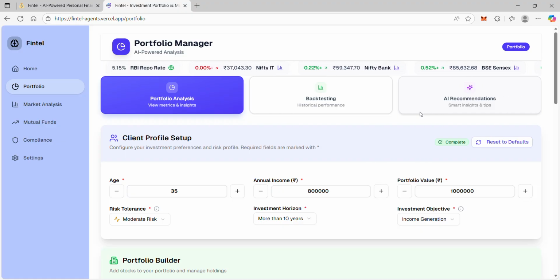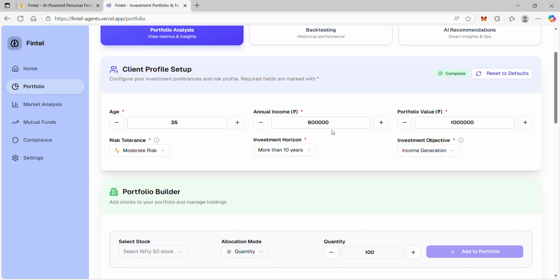So there are three modules again. One is portfolio analysis, where you build your portfolio. Second is backtesting. You can test how your portfolio might perform on historical data. And third is again the agentic AI part. Again, it works on real-time data from Yahoo Finance.